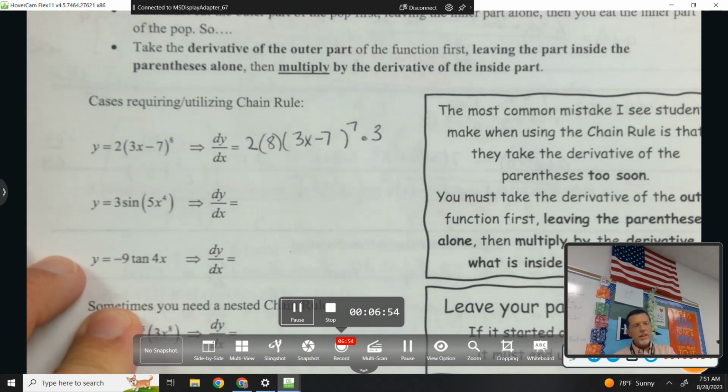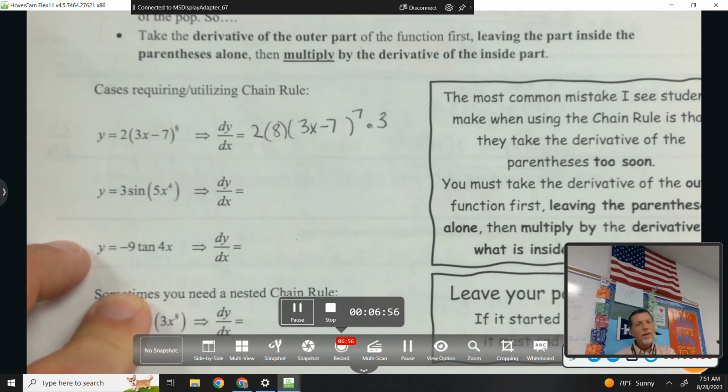Then we could clean that up if we want to, but that's also a safe stop, and I really want to focus on the chain rule part, so I'm going to leave that alone right now.